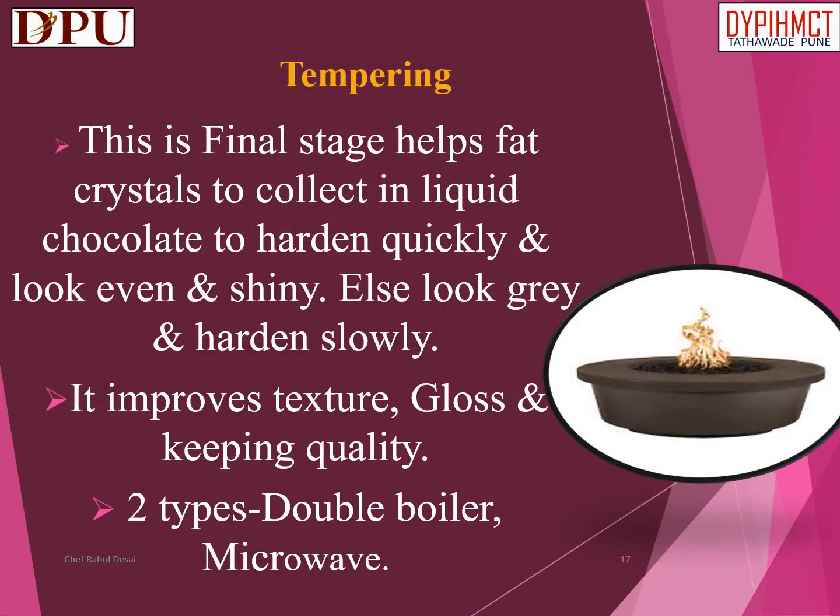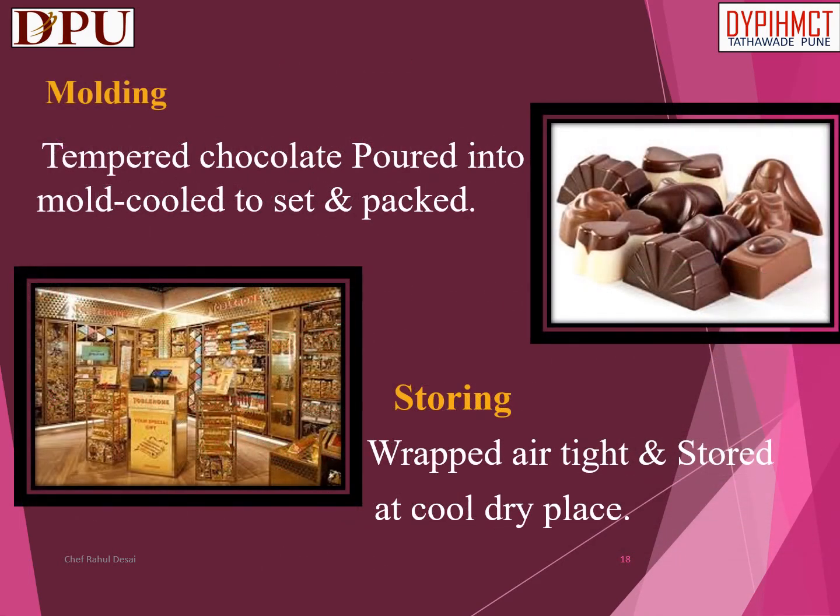Tempering: this is the final stage. It helps fat crystals collect in the liquid chocolate so it hardens quickly and looks even and shiny. Otherwise it looks gray and hardens slowly. It improves texture, gloss and keeping quality. There are 2 types: double boiler and microwave. Molding: tempered chocolate is poured into molds, cooled to set and packed. Storing: wrapped airtight and stored in a cool, dry place.